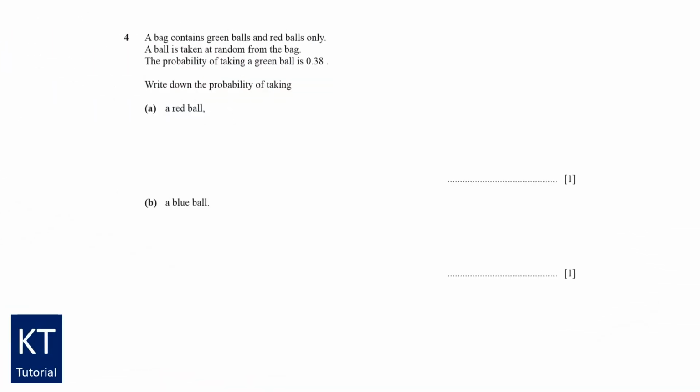Question 4. A bag contains green balls and red balls only. A ball is taken at random from the bag. The probability of taking a green ball is 0.38. Write down the probability of taking a red ball.